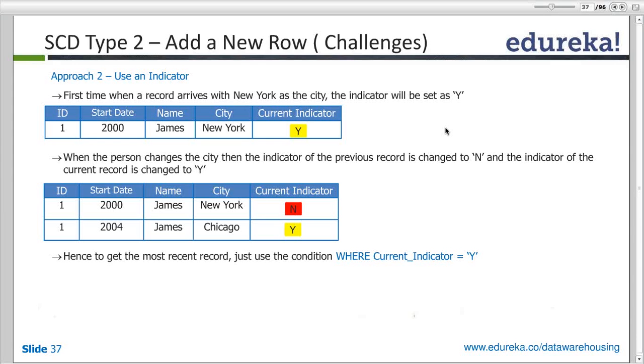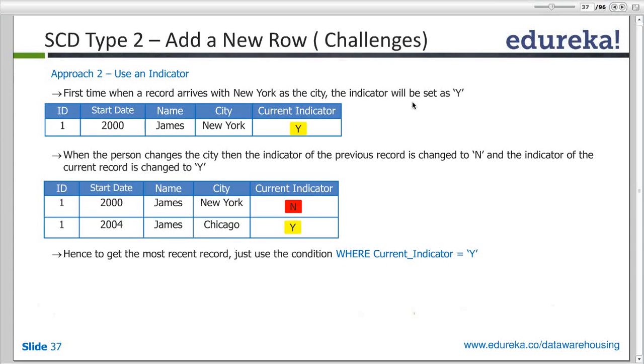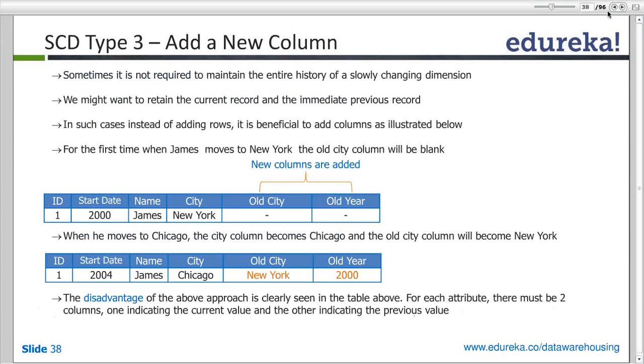is marked as Y, and when the second record comes in the type 2 dimension, the first record is expired and the current flag is set to N and the next flag is set to Y. So this is the way when you generate a report, you access only the current record using the filter Y. Okay, so the third type of dimension is the add new column, right?